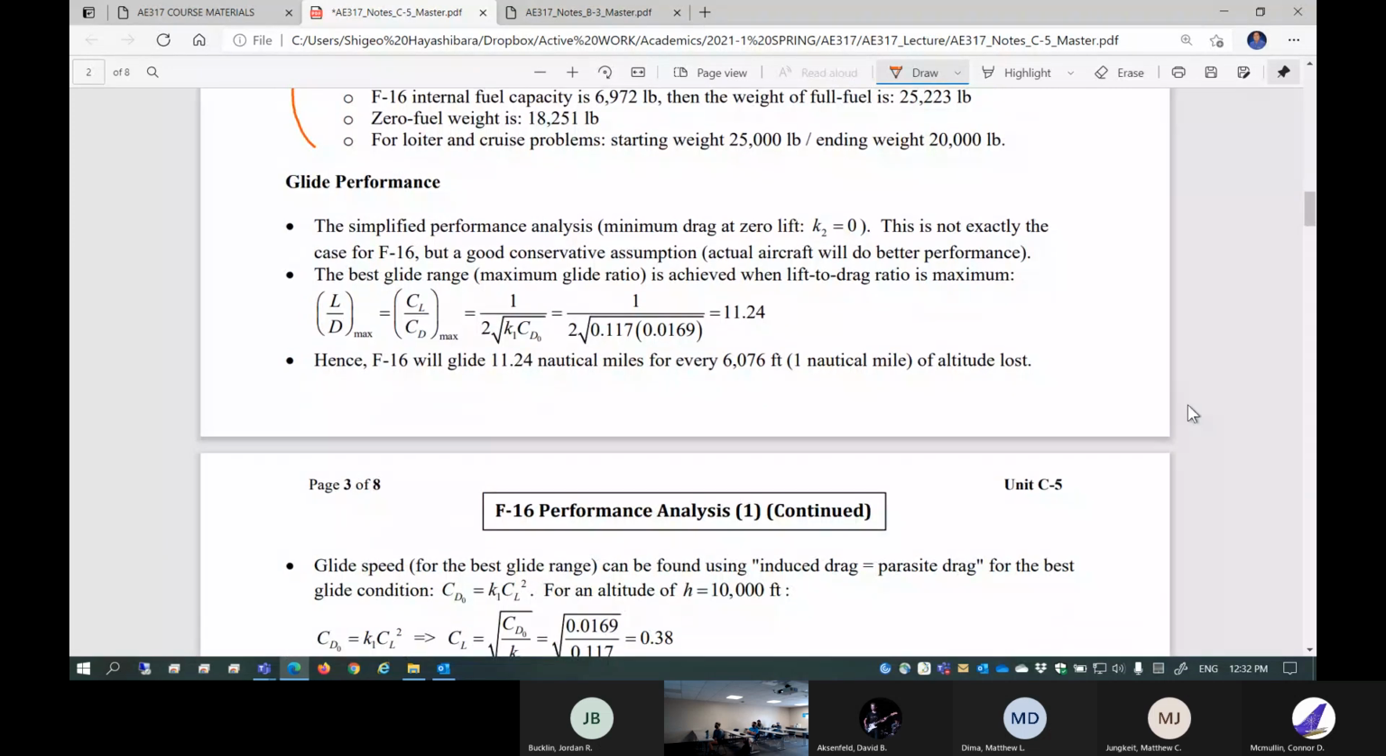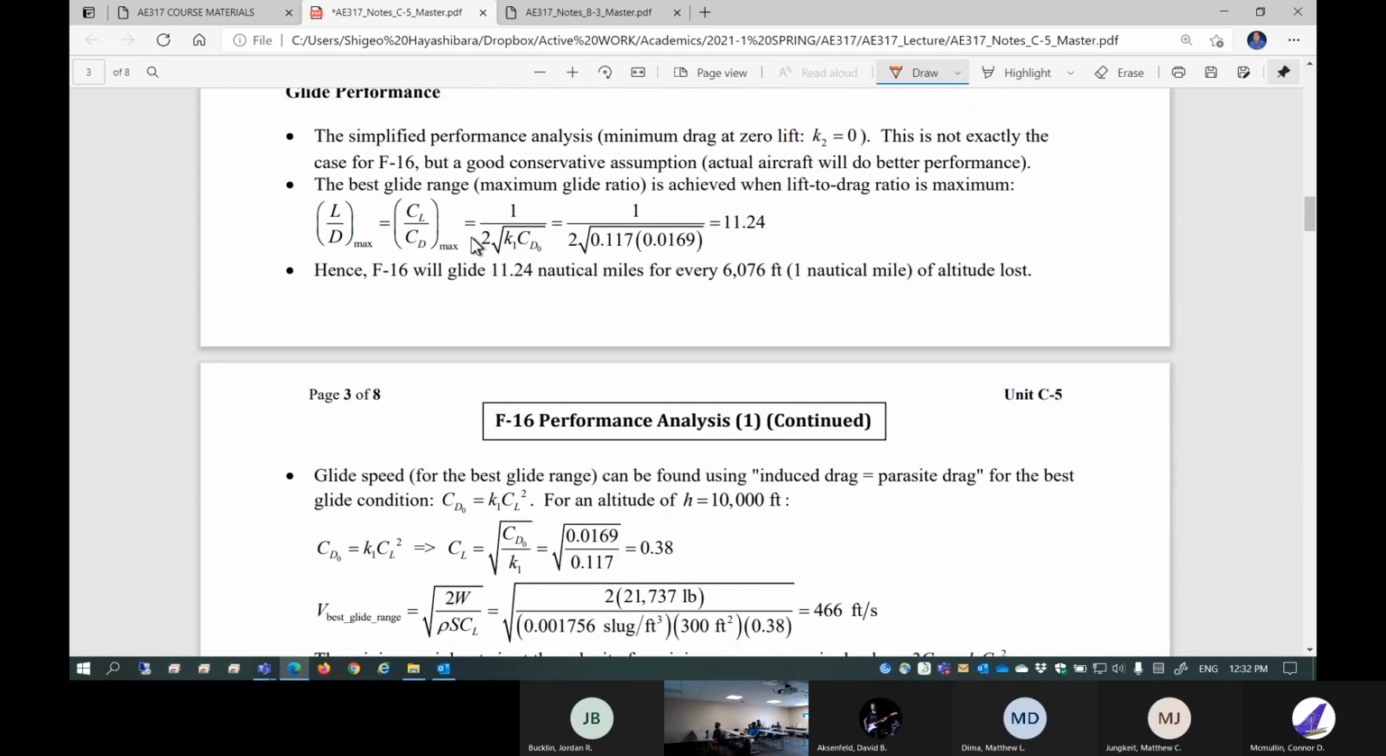Okay. Next thing is, first of all, glide performance. This is basically taking off and then cutting off your engine and acting as if you're a glider. This is going to be the maximum glide ratio, which is maximum L over D. This is easily found using X-prior path. Okay. This is maximum L over D. Once you find the maximum L over D flight condition, that is going to be the maximum or best glide range or maximum glide ratio. Either way, it's the same meaning.